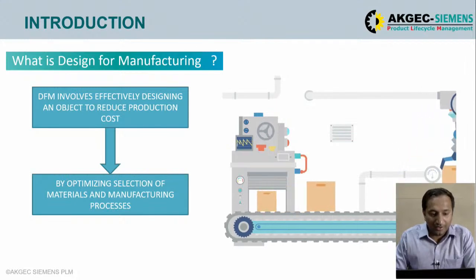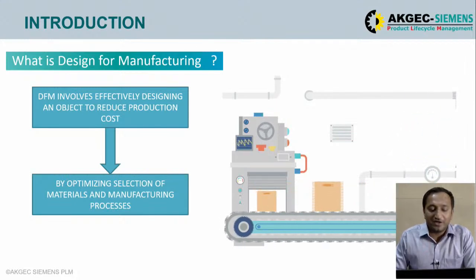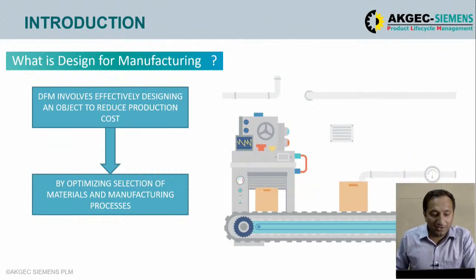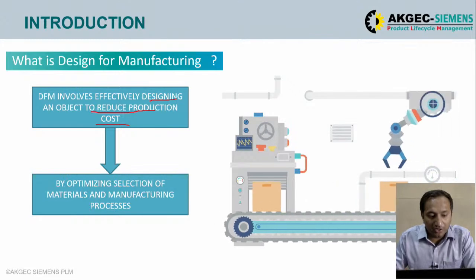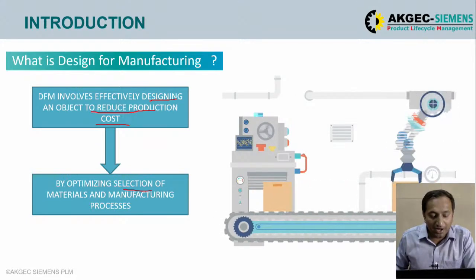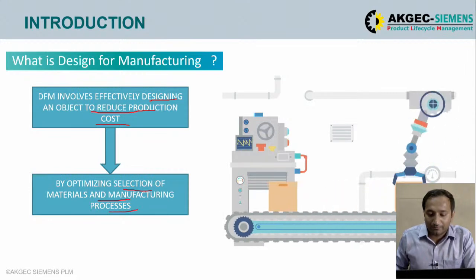Now, let us define what design for manufacturing is. Design for manufacturing involves effectively designing an object to reduce the production cost. So we are designing any product which we want to manufacture in such a way that it reduces the production cost, and by optimizing the selection of material and manufacturing processes.